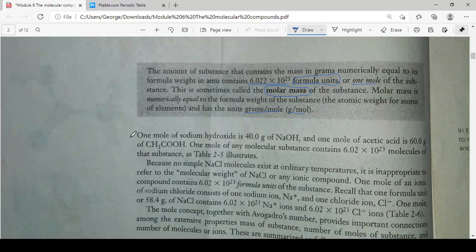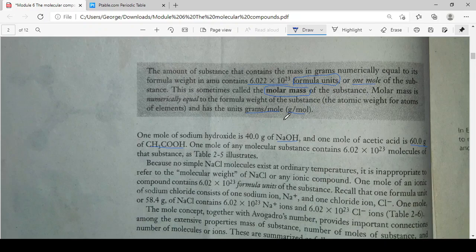So next kids, 1 mole of sodium hydroxide is 40 grams of NaOH. The Na is sodium and OH is hydroxide. And 1 mole of acetic acid has a formula weight of 60 grams of CH3COOH, or simply acetic acid. So 1 mole of any molecular substance contains 6.02 times 10 raised to the power of 23 molecules of that substance.